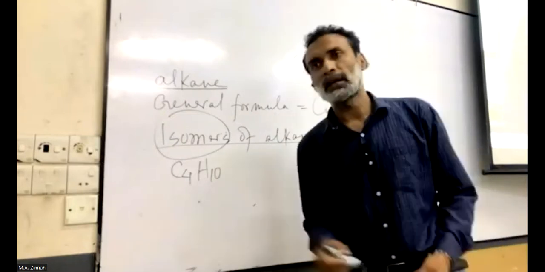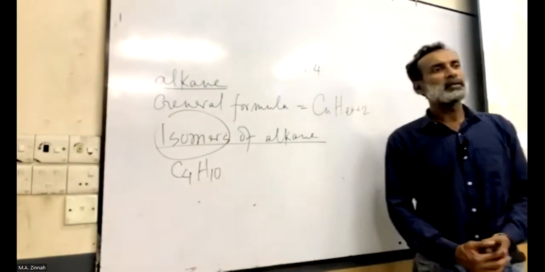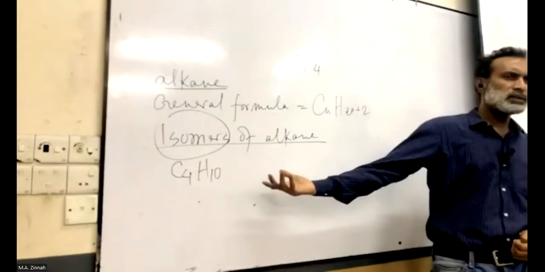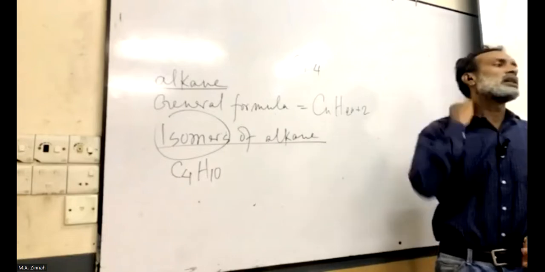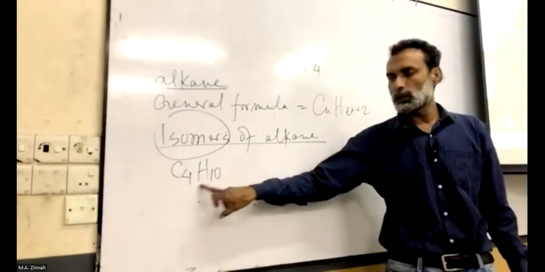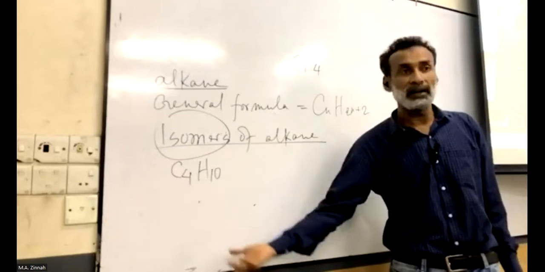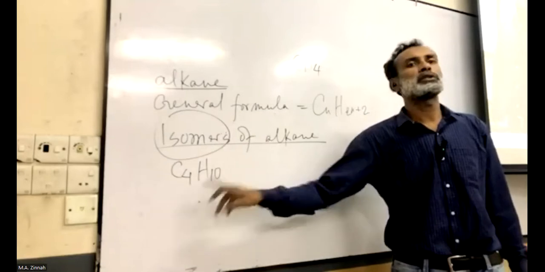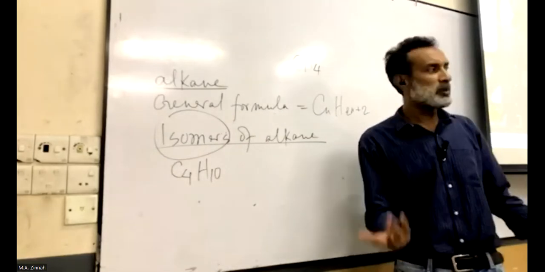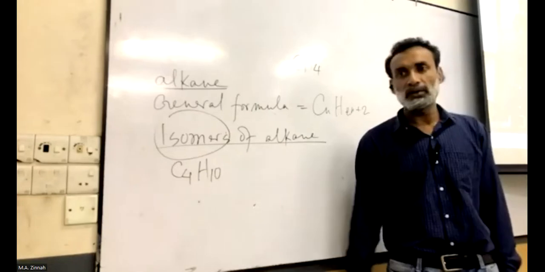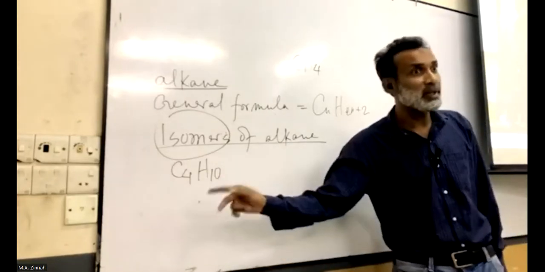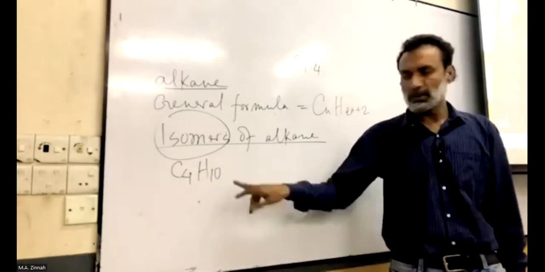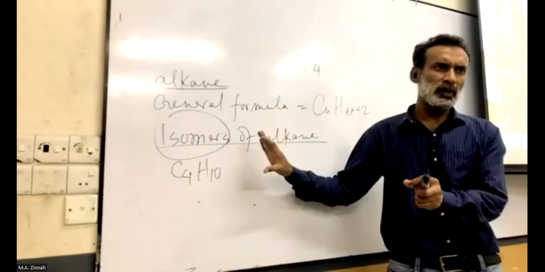C4H10. Look at this carefully. C4H10 I write. This is a molecular formula, right? Do you understand this is a molecular formula? Is this empirical or molecular? Molecular. To be an empirical formula, it should be C2H5 because this can be simplified. The ratio 4:10 is 2:5, it can be simplified. Everybody clear? So this cannot be an empirical formula. It must be a molecular formula, which says carbon number is 4, hydrogen number is 10.